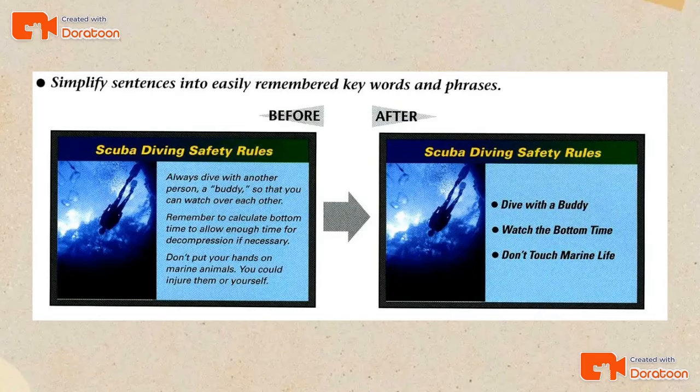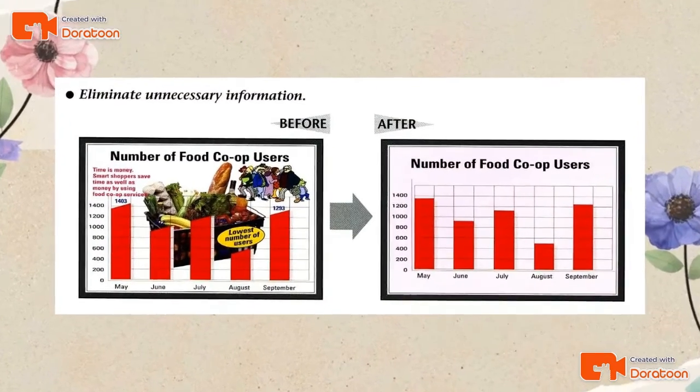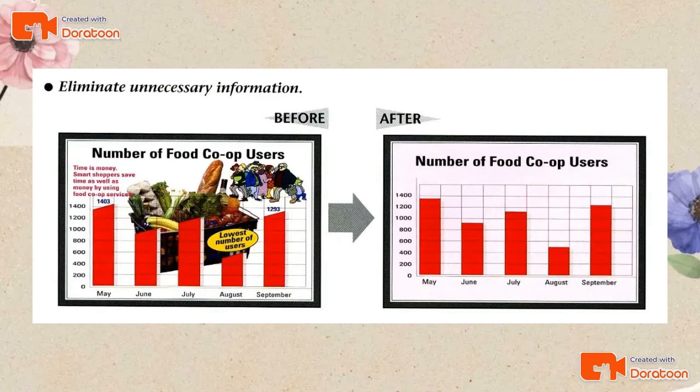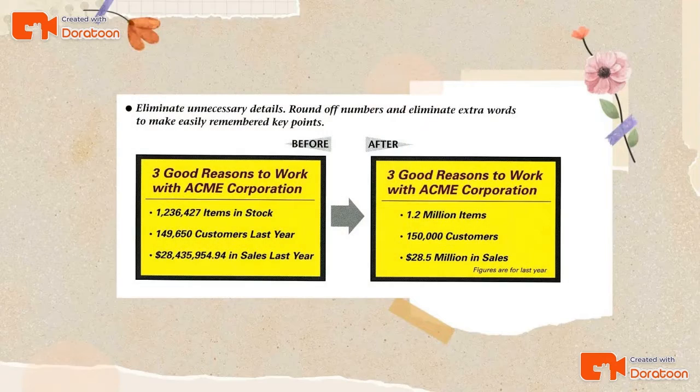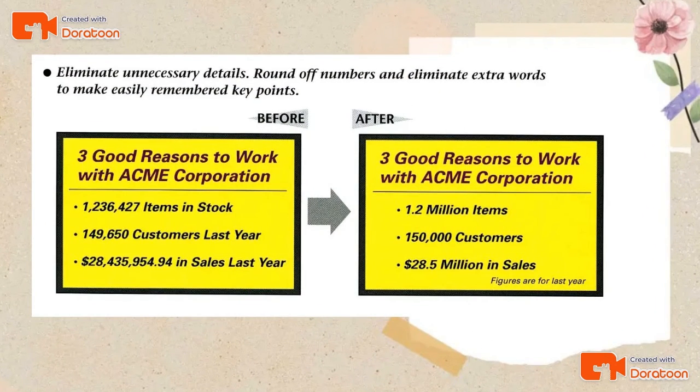Simplify sentences into easily remembered keywords and phrases. You can see before and after. Short and main point. And the next, eliminate unnecessary information. You can see different backgrounds. And the next, eliminate unnecessary detail, strings of numbers, and eliminate extra words to make easily remembered keywords. Before and after.